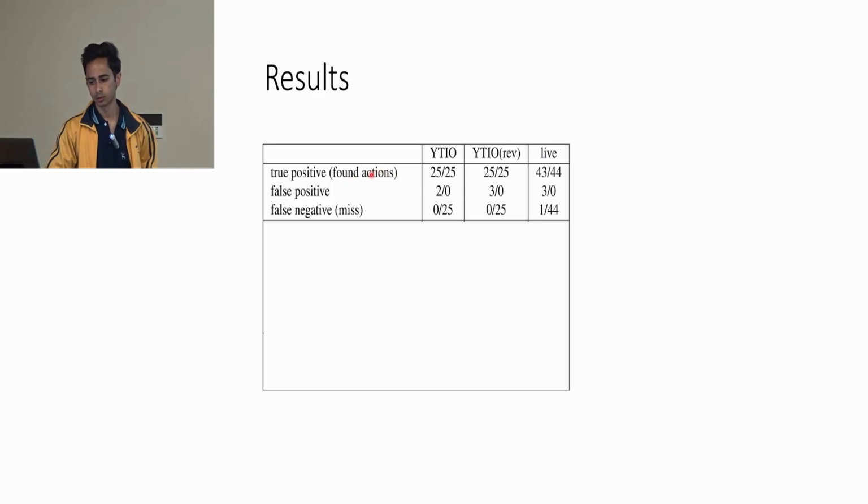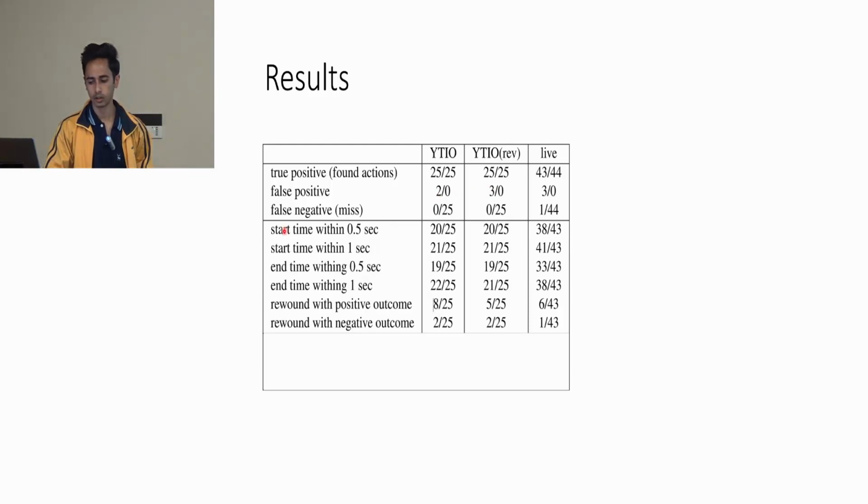And this true positive, false positive refers to the actions, not the number of times they count repetition. So they say out of 25 videos, they can find repetitive action in all of them. But for live, they miss one action, and they also have some false positives detected. Then this shows the start and end time of their system, comparing their prediction to the actual start and end time of an action.